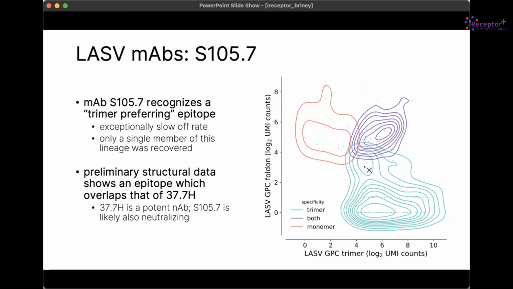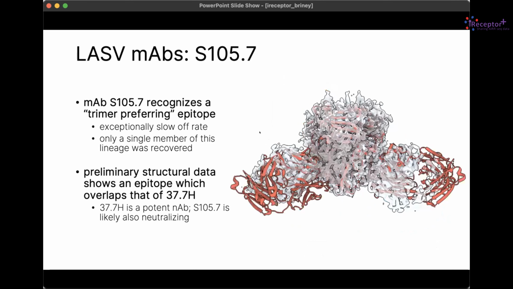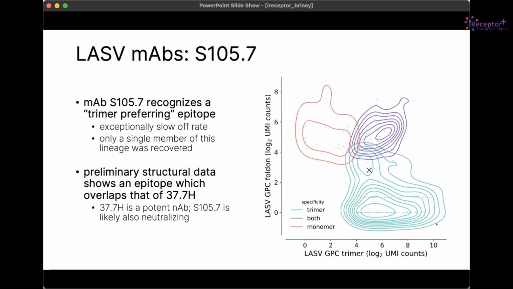So it's right in the middle of that odd bubble. What's really interesting is that this antibody structurally is essentially the same epitope as 37.7H. In gray is an EM reconstruction of S105.7 bound to Lassa GPC, and in red is the crystal structure of 37.7H bound to GPC. That actually makes a lot of sense when we think about it, because this is that antibody that recognizes an epitope that spans protomers.